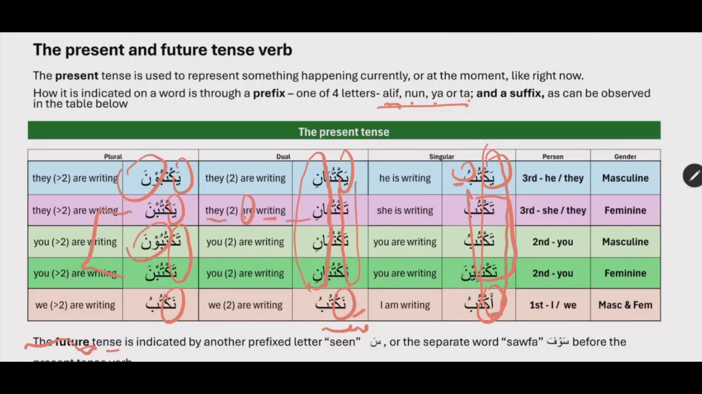All right, so the present tense, future tense is very similar. The only difference is you can add a sa to the word, or you can add a separate word, totally independent, like sawfa, a word on its own, and then aktubu. Wherever you see sa or sawfa, you know it's something going to happen in the future. Okay.